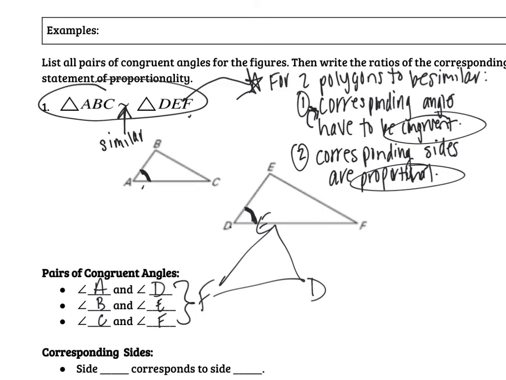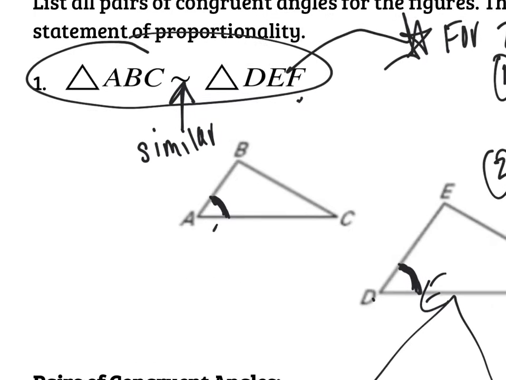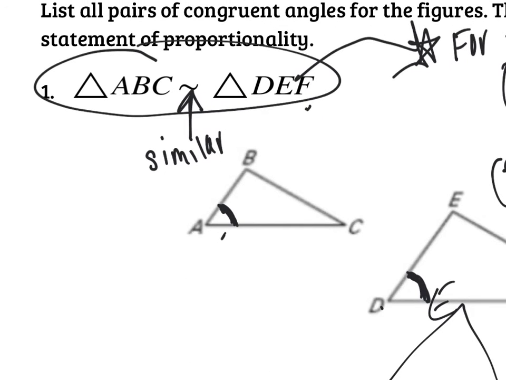Next, we have to look at the side lengths. It's the exact same idea. So we're looking for corresponding side lengths. That means I'm going to look at each side one at a time. So if I'm going to look at AB first, okay, here's side length AB.